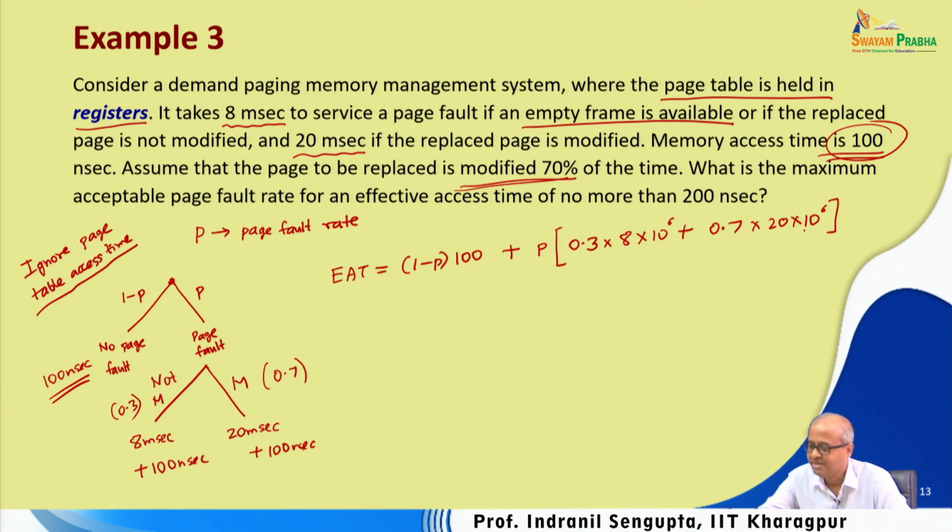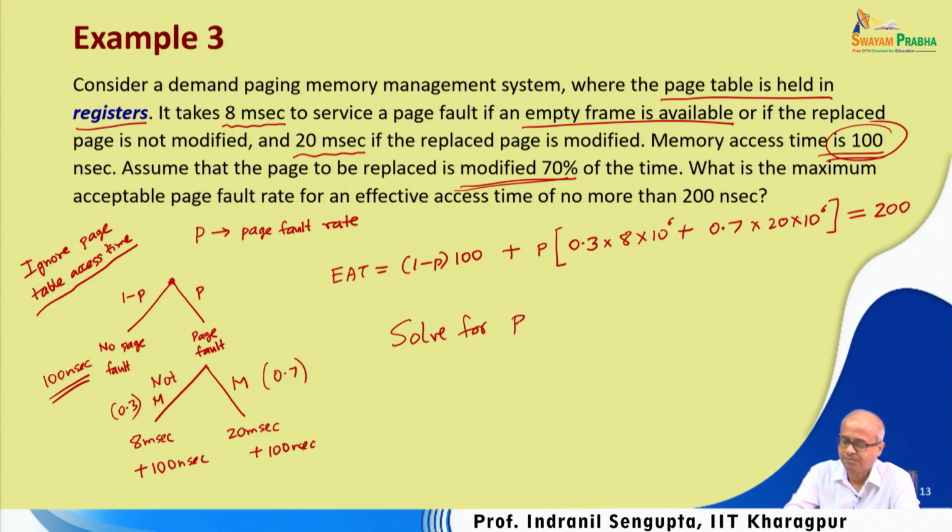Now, the question is that this access time has to be less than or equal to 200 nanoseconds. In this expression, solve for p. This is what you have to do. If you solve for p, you will get the acceptable page fault rate such that the effective access time does not cross 200. This will be an inequality, so you will get p less than or equal to something. You can try solving this. Okay.